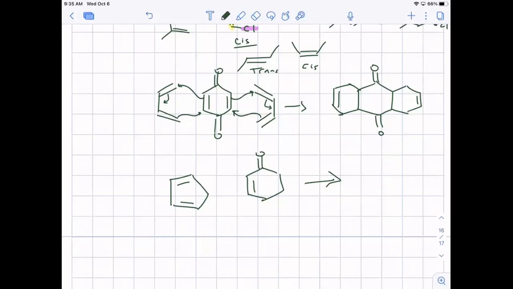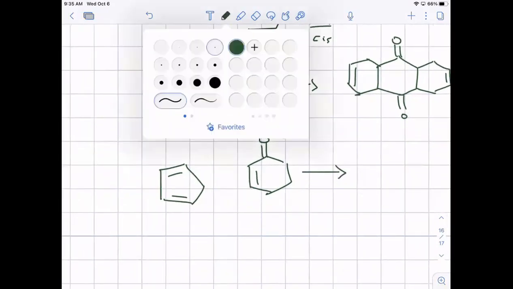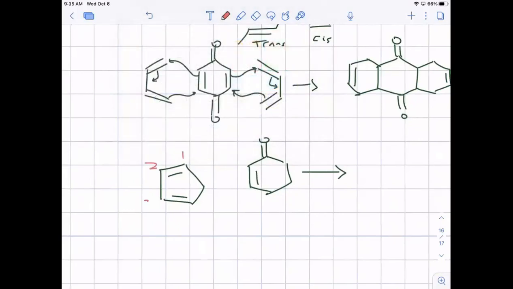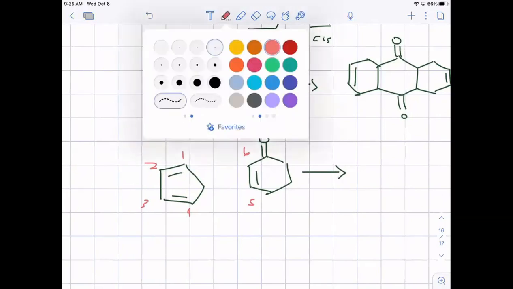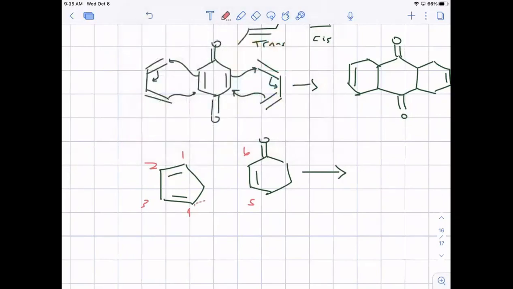Do we need to number it? Will that help? Yes. All right, let's put the numbers in. That's 1, 2, 3, 4, 5, 6. So this is where one of my sigma bonds is going to be, right here, between 4 and 5, and then between 1 and 6, and then the pi bond is going to get shifted between 2 and 3.